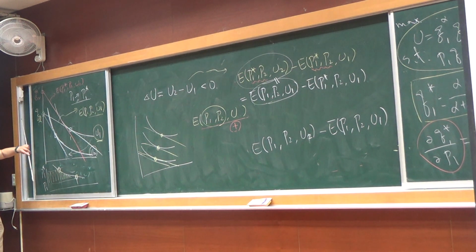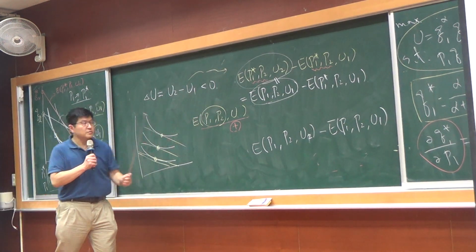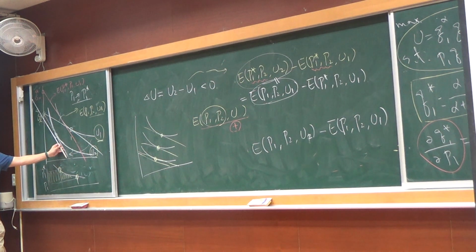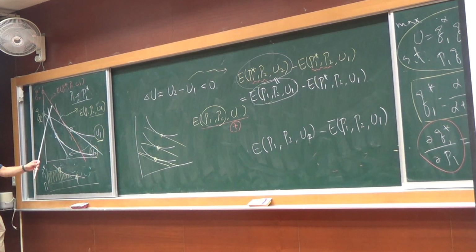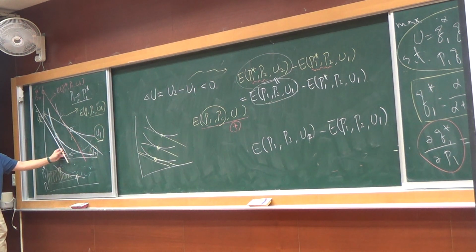Once again, what is P1 star P2 U2? Which one is it? This one, right? Because this is the new price, a higher P1. So with P1 star P2 U1, this is P1 star P2 U1. This is P1 star P2 U2.